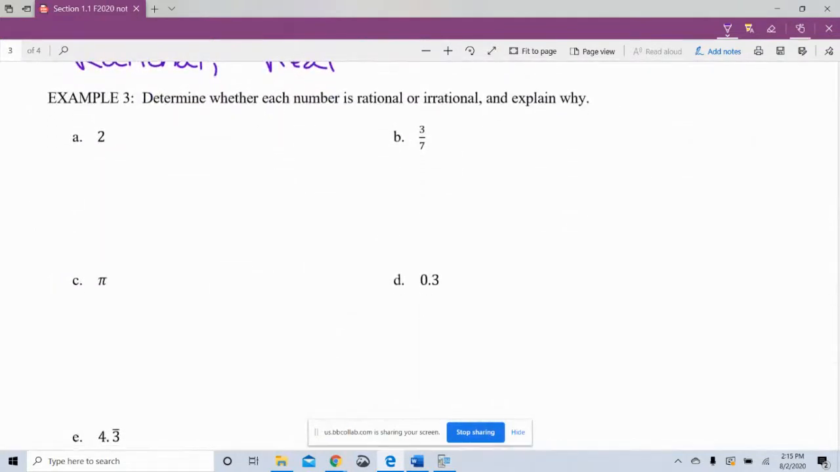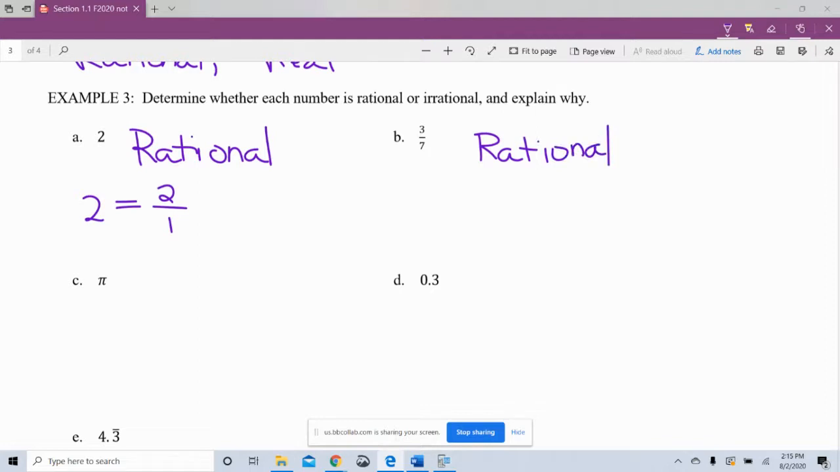Okay, so which ones of these are rational and which are irrational? So hopefully you realize that 2 is indeed rational. And we know that it's rational because we can write 2 as 2 over 1. So I can write it as a fraction. And remember, that's what rational means. Rational means that it is a number that can be written as a fraction. Well, in B, we have 3/7, and that already is a fraction. So, of course, that is also rational.